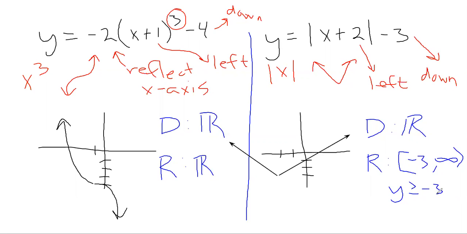So again, as we looked at these functions, we determined what was the parent graph, how could we shift it either left or right, how could we shift it up or down, and then did we have a reflection based on a positive or negative value in front of the function itself.